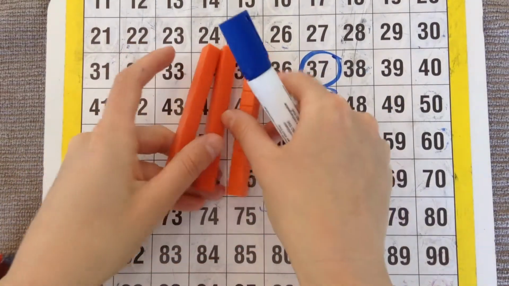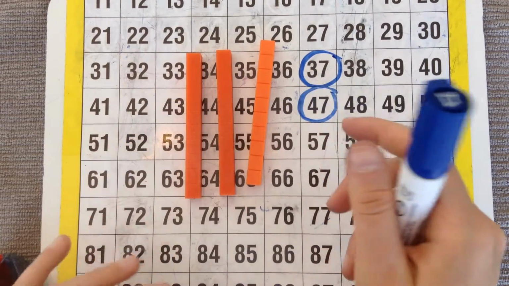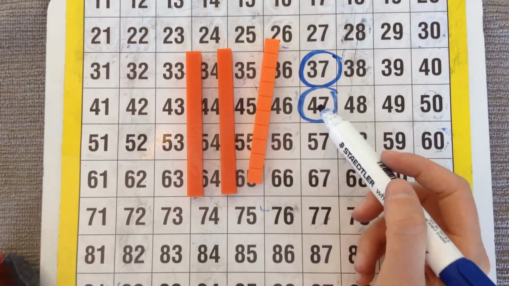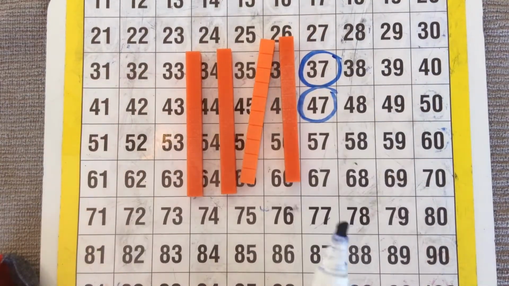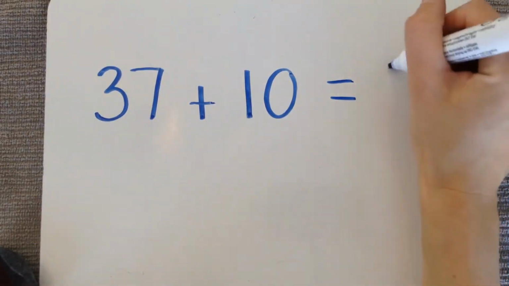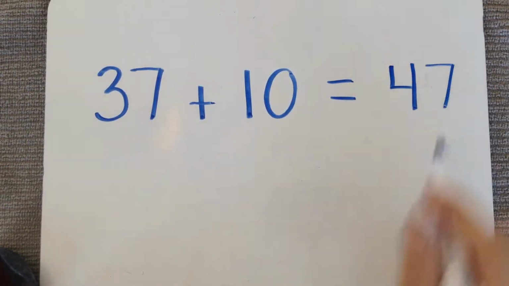If you imagine what 37 would look like, and I don't have 7 ones handy, but then you imagine 47, the only difference is that there's one more group of 10. So 37 plus 10 gives us 47.